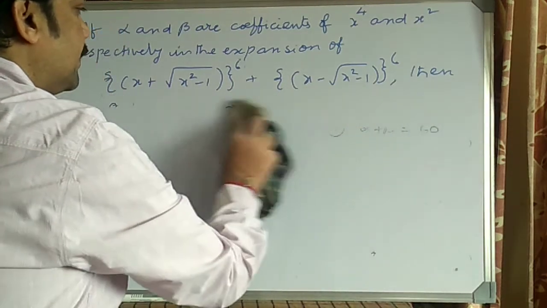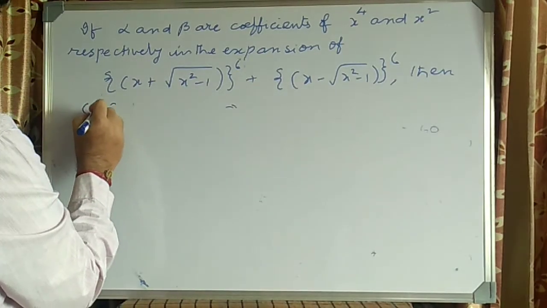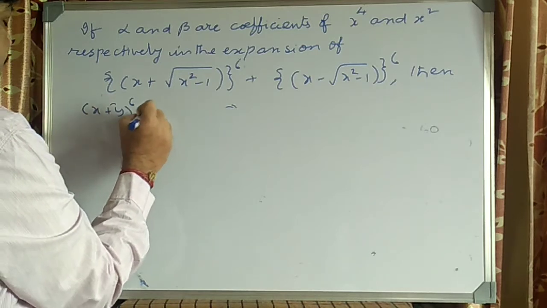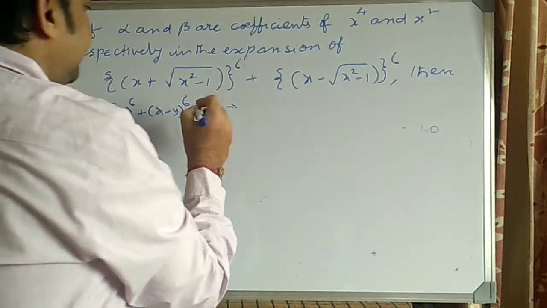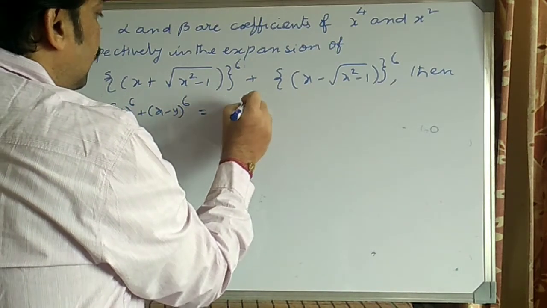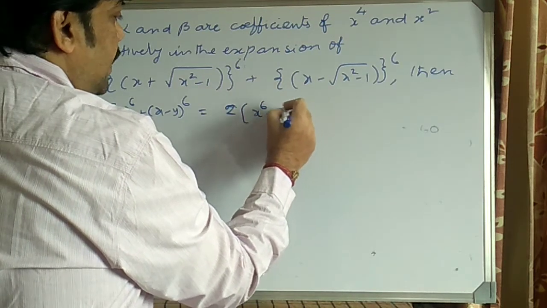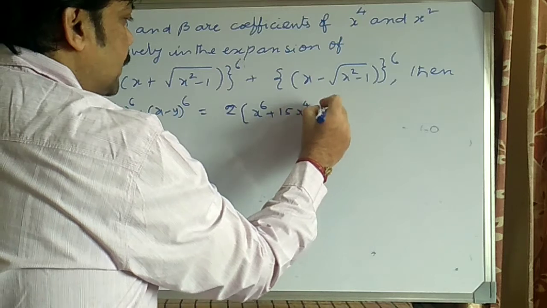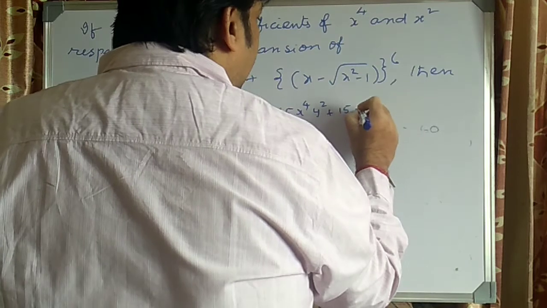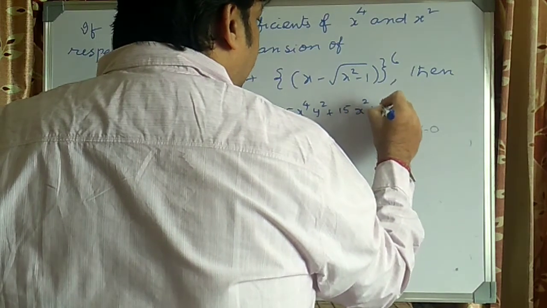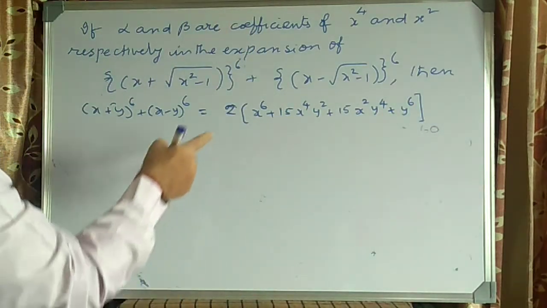Here I am simply explaining that by the binomial theorem, if I have (x plus y) to the power 6 plus (x minus y) to the power 6, then the value will be 2 into x to the power 6 plus 15 into x to the power 4 y square plus 15 into x square y to the power 4 plus y to the power 6. So every term is multiplied by 2.